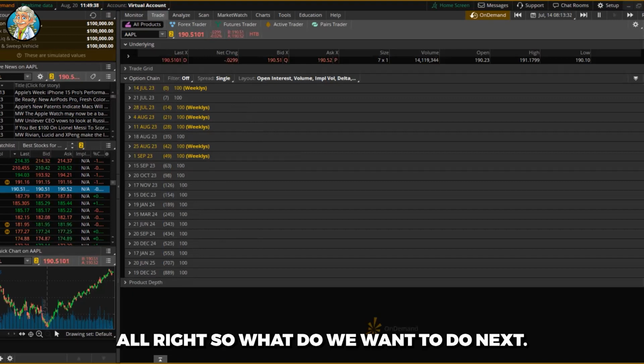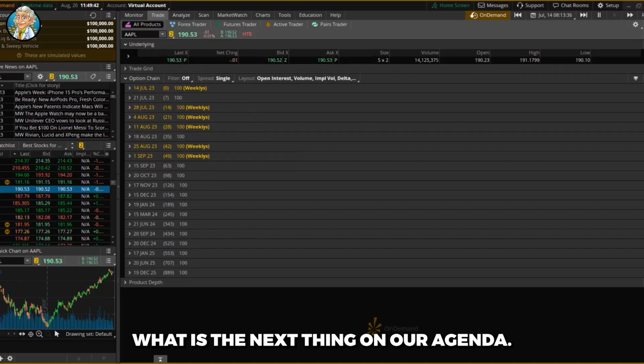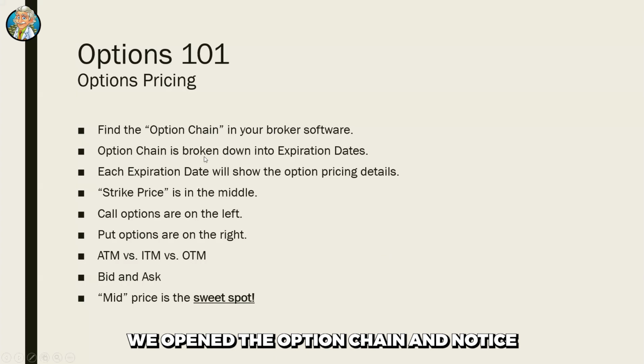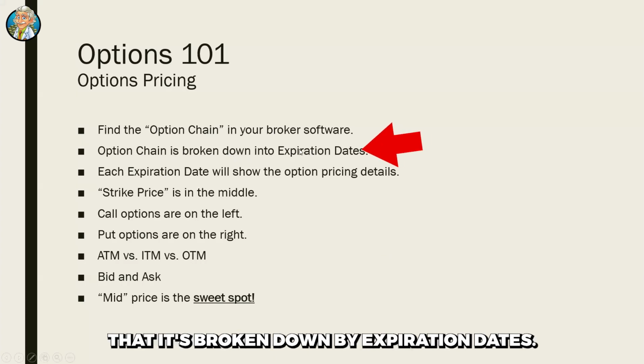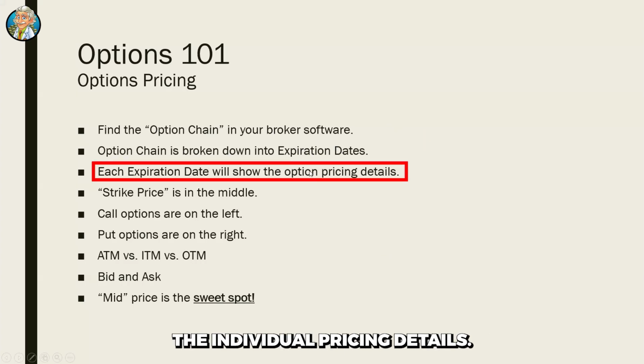All right, so what do we want to do next? Let's go back to our slides and look at what is the next thing on our agenda. Okay, so we found the option chain. We opened the option chain and noticed that it's broken down by expiration dates. And now each expiration date is going to show the individual pricing details.